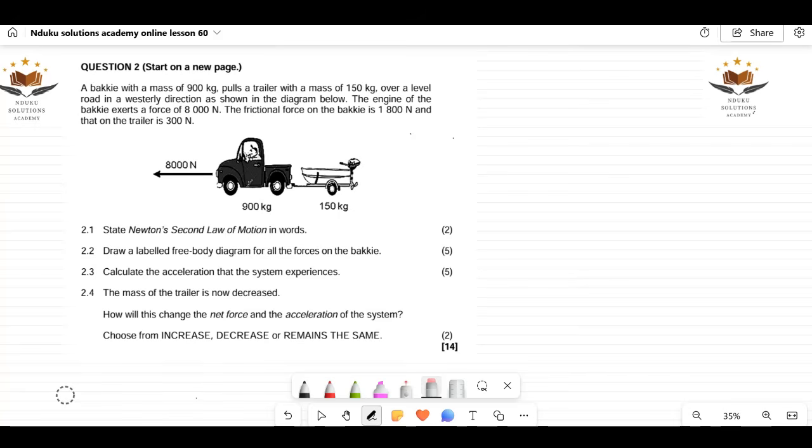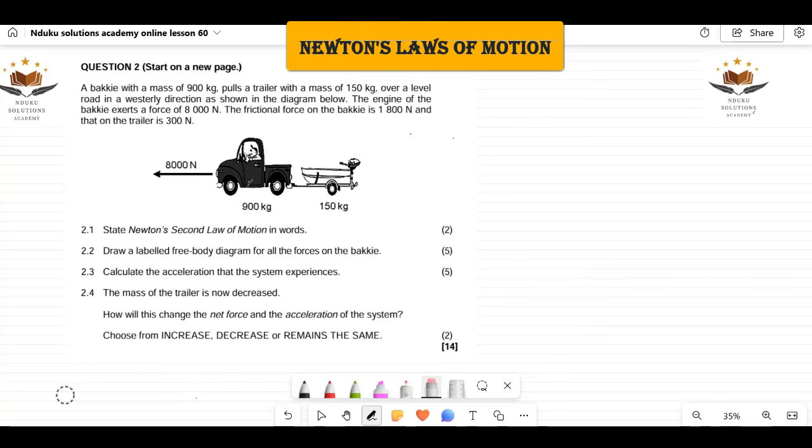So we'll use a series of question papers that have been written this year, and also see how the examiners are actually asking those questions. So let's jump right into it. This is one of the questions that was written in one of the provinces. So we start with question 2, which is Newton's laws of motion. So let's look at the scenario that we have.